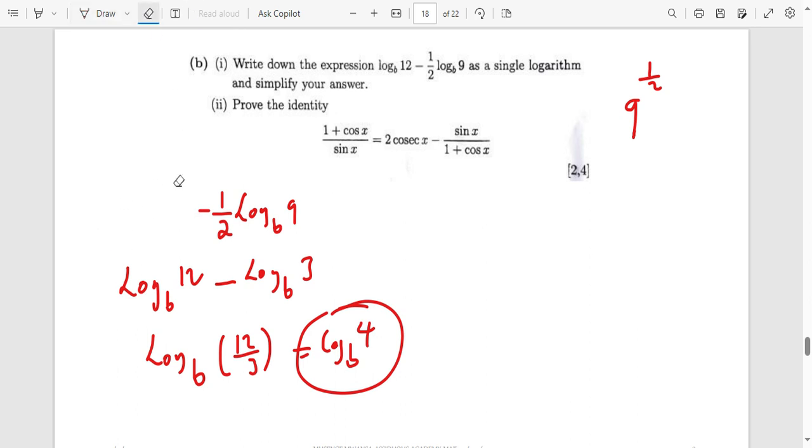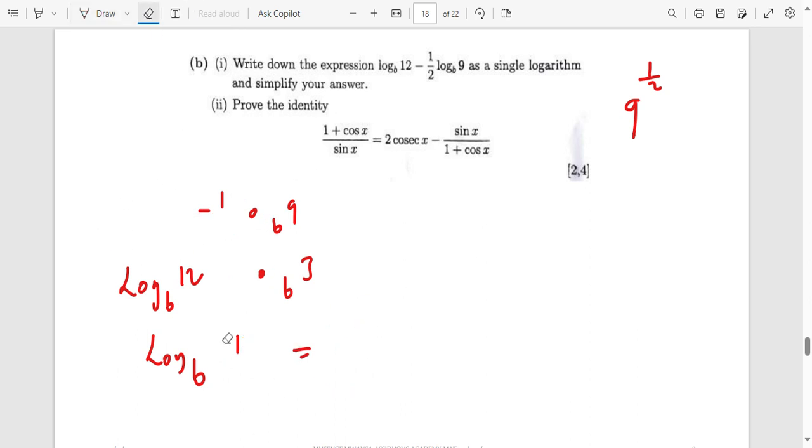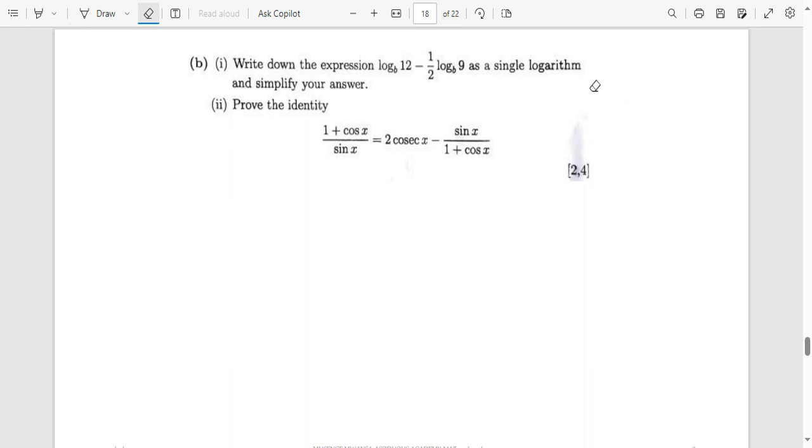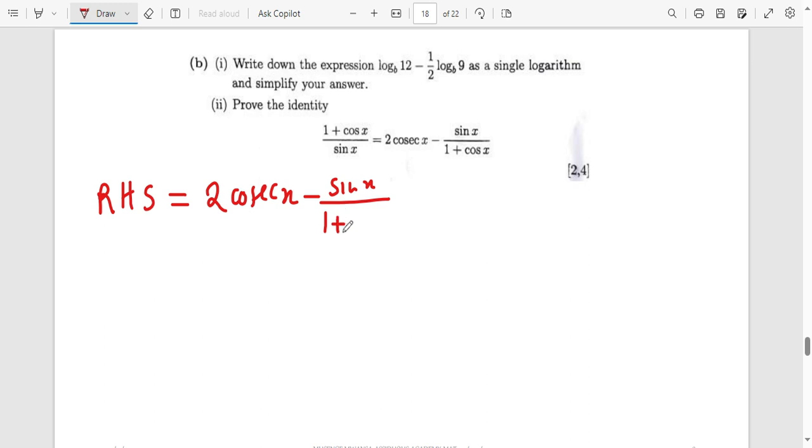Prove the identity. And this identity was very complex. Which side do you think is easier to prove? Is it the left or the right? Which one will be easy to prove? Even that question is hard anyway. The right hand side, we have got 2 cosec x minus sine of x divided by 1 plus cosine of x. I think we can work with this part.